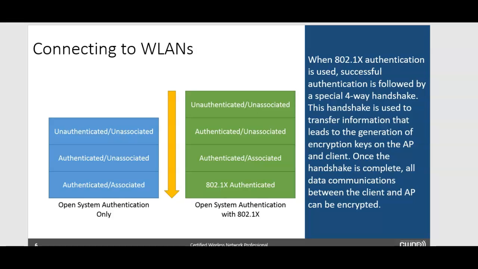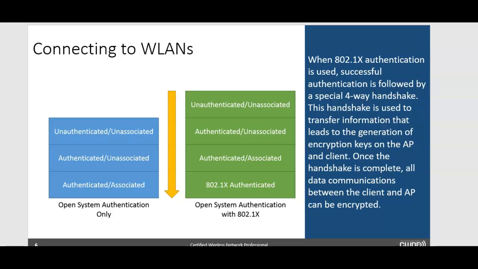When the 802.1x authenticated state has been reached, the client has encrypted keys and can use them to encrypt communication between the AP and decrypt communication received from the AP. Most enterprise networks use 802.1x, and most public hotspots use open system authentication only.